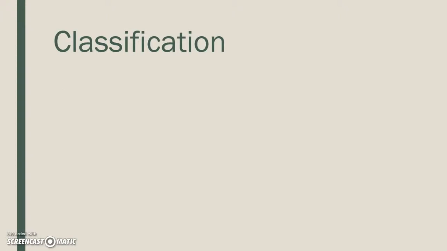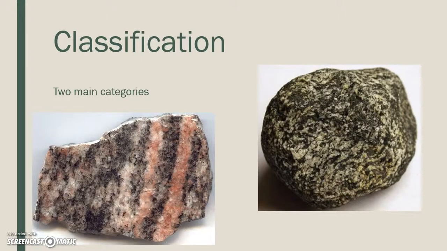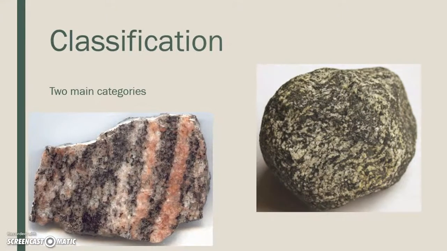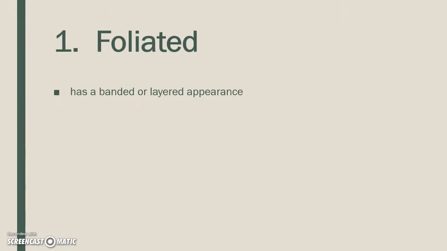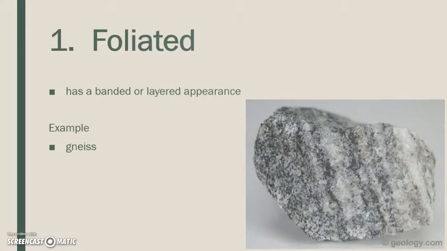So classification of metamorphic rocks, we have two categories. We have what's known as foliated and non-foliated. So looking at foliated first, we have a banded or layered appearance. For example, gneiss. Gneiss has a banded appearance. So you can clearly see the different layers in the image.